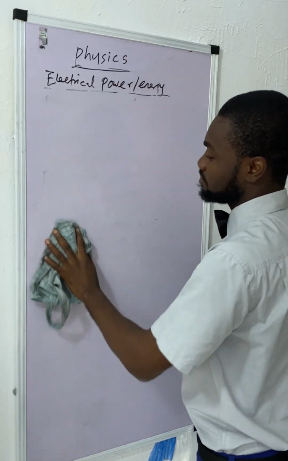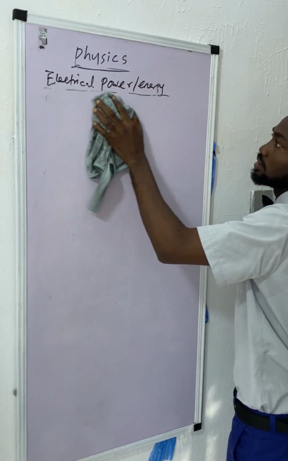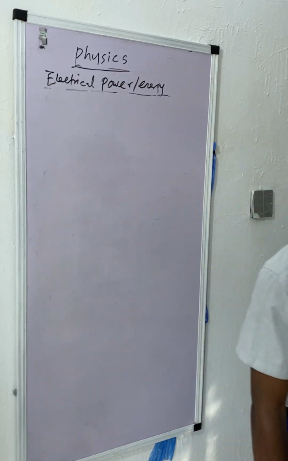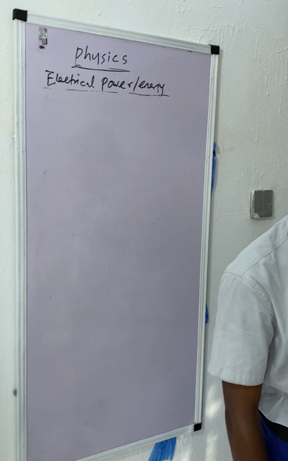Who is the father of electromagnetism? His name is Michael Faraday. He is the father of electromagnetism.